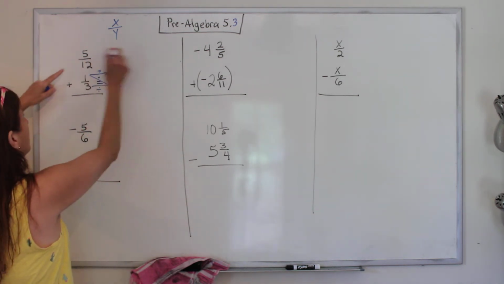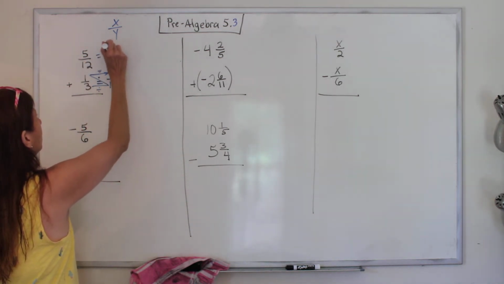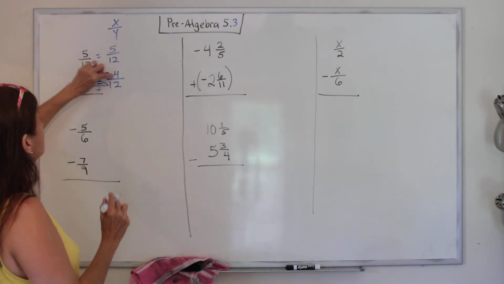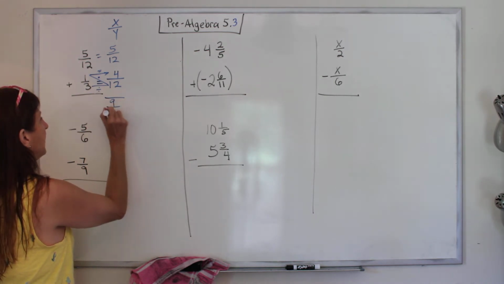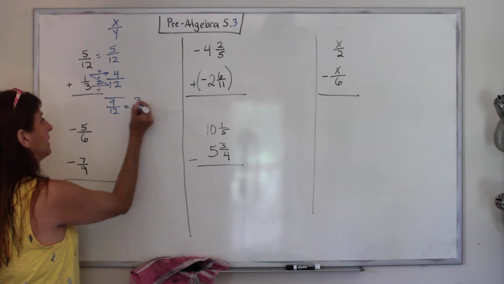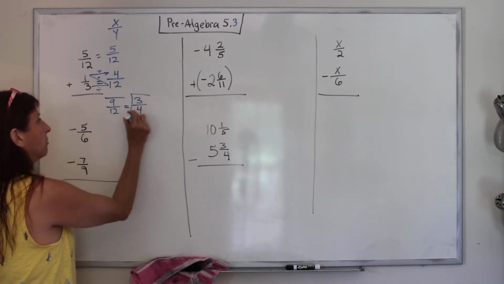So now I can do the problem. I can write this over here if that helps. You don't have to, but sometimes you like things up and down. 5 plus 4 is 9/12. I can reduce that. 3 goes into 9 3 times. 3 goes into 12 4 times.